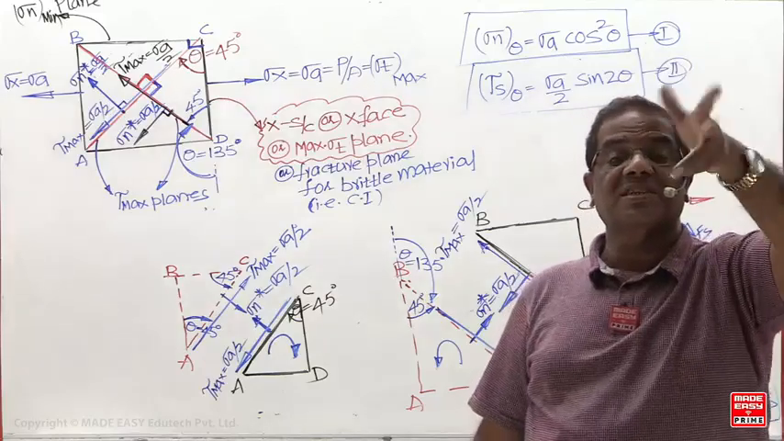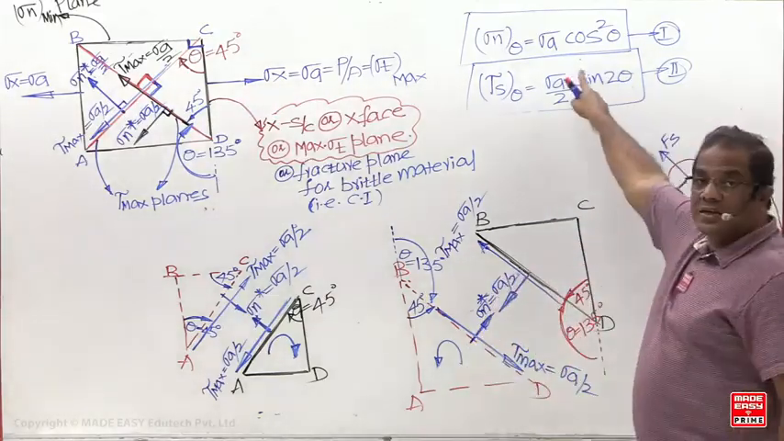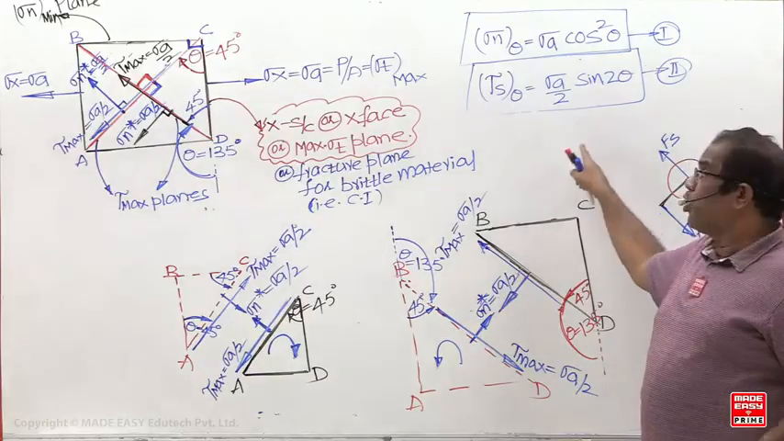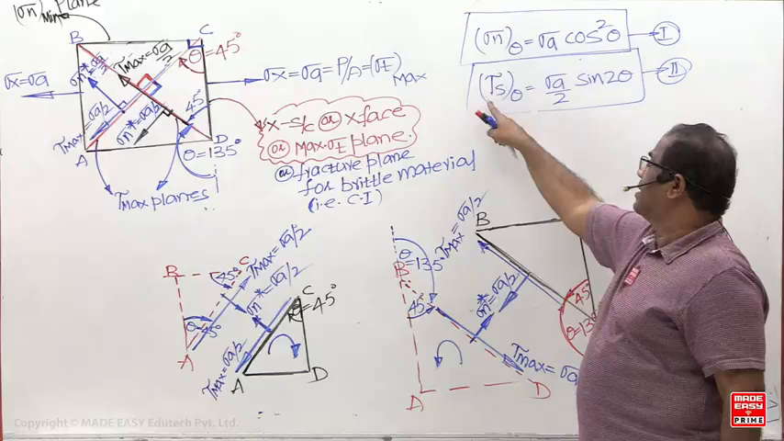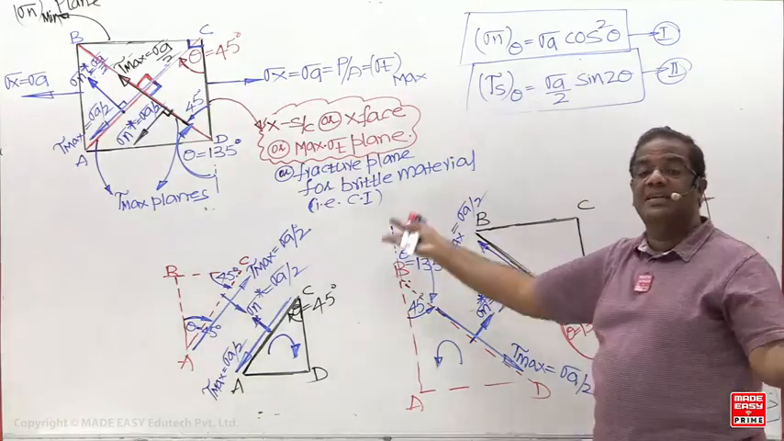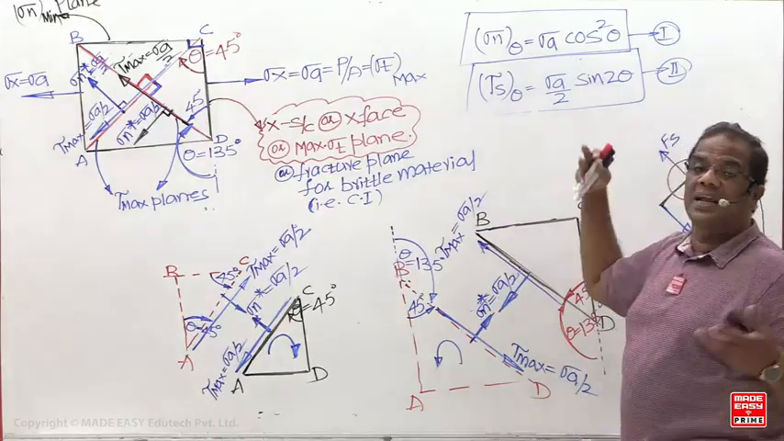So the maximum shear stress plane can be located by how many methods? Only one method. Which method? On the tau max plane, shear stress is maximum, but normal stress is not 0. So tau max planes are located by only one method: differentiating the equation with respect to theta and equating to 0.